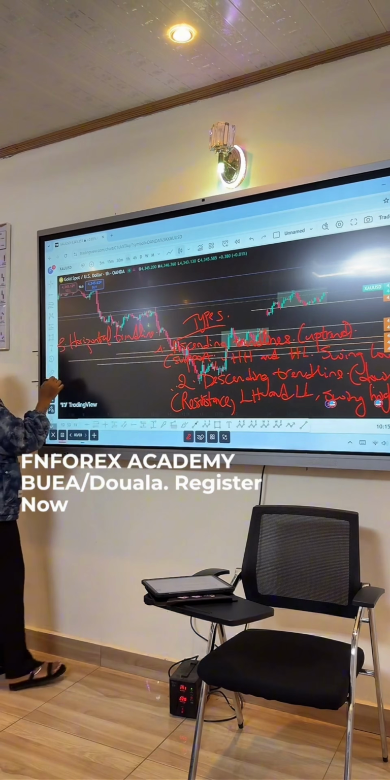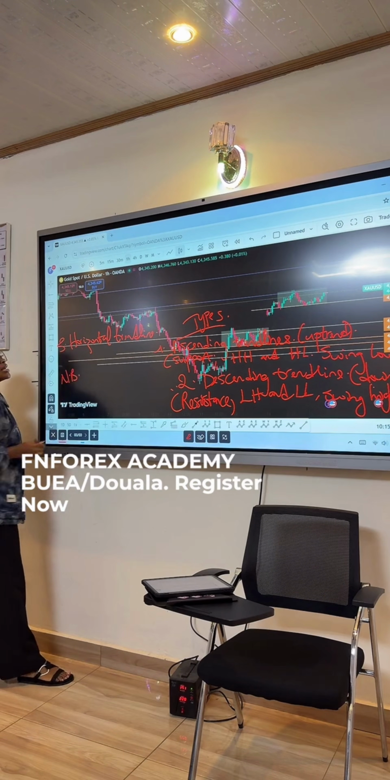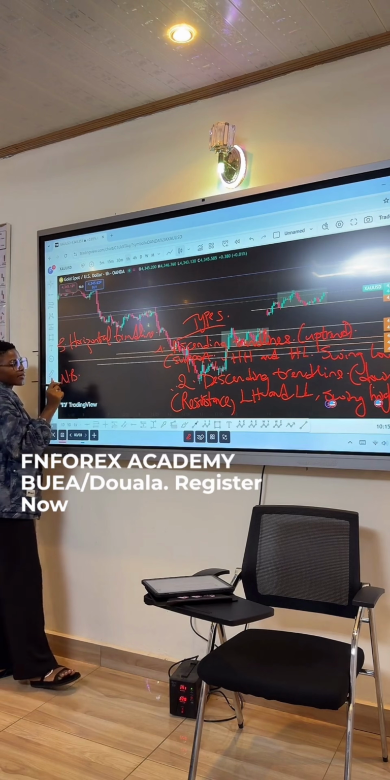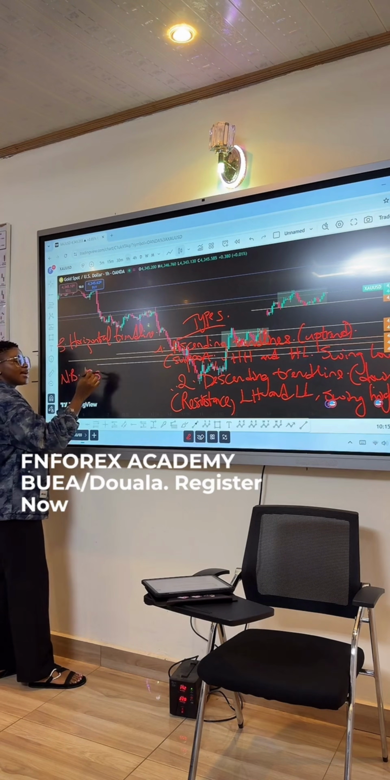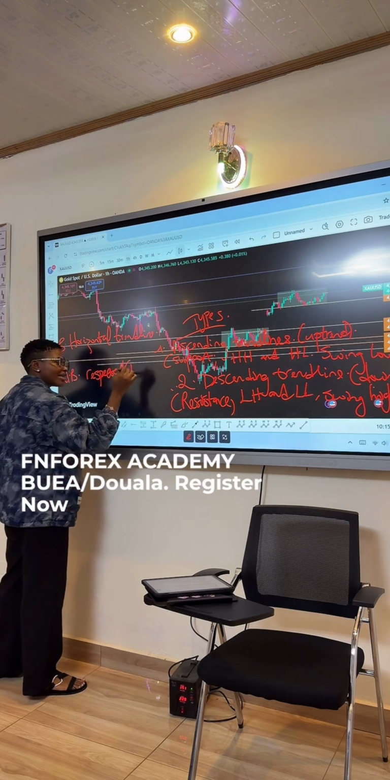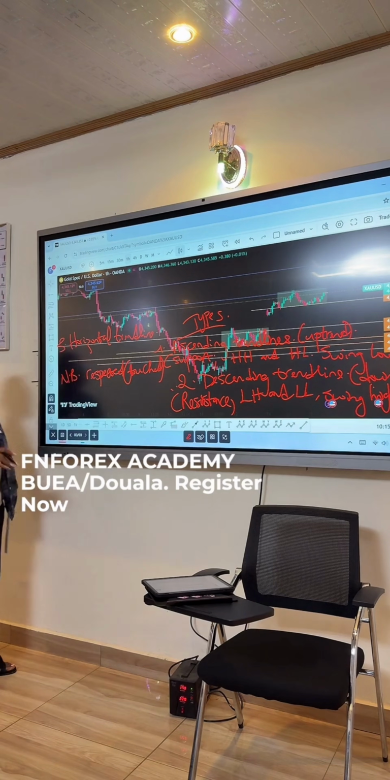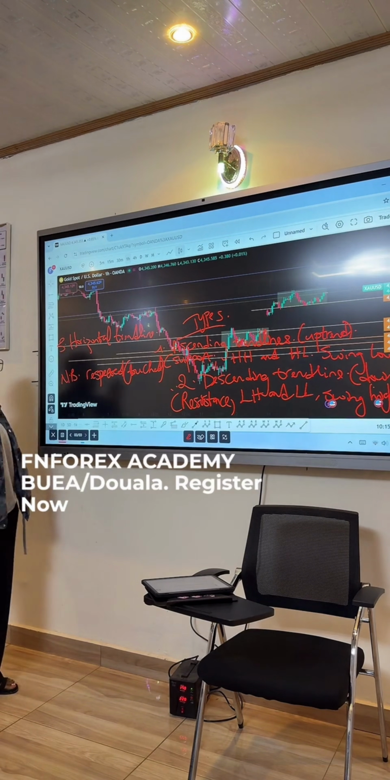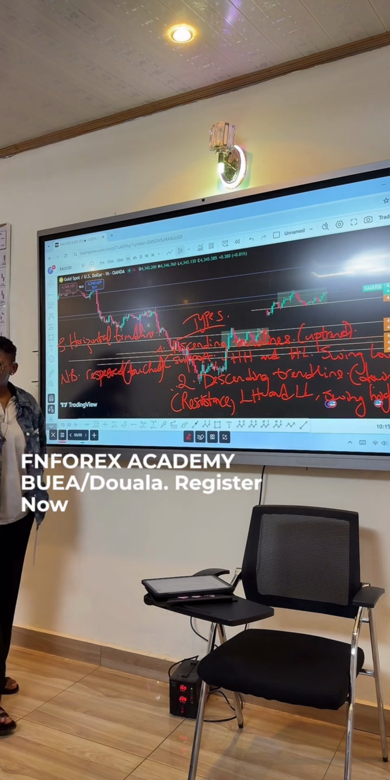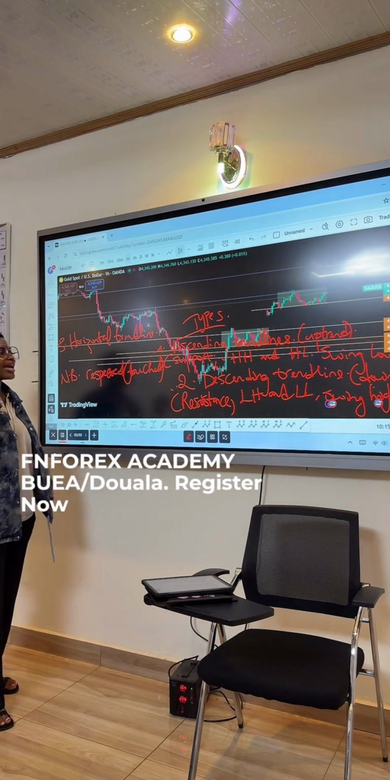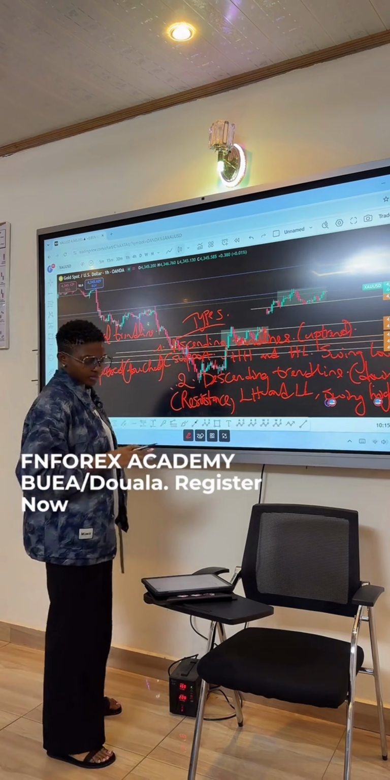NB: The more times a trend line is respected (in bracket, touched), the stronger it becomes.